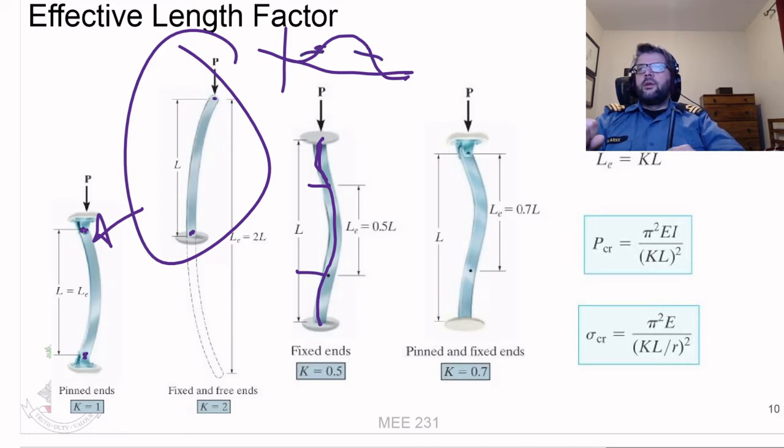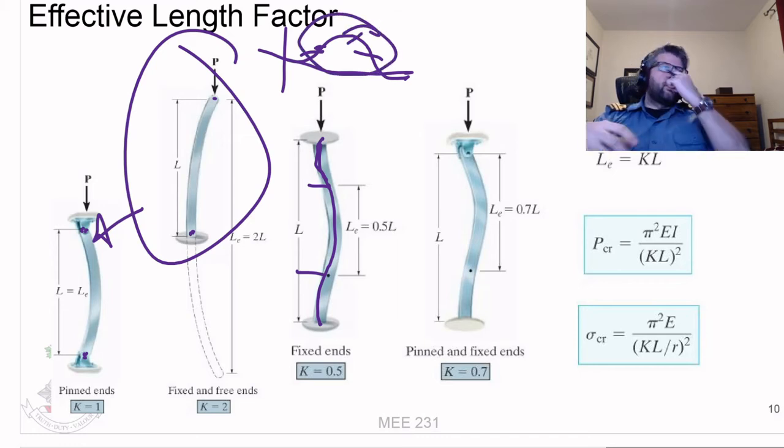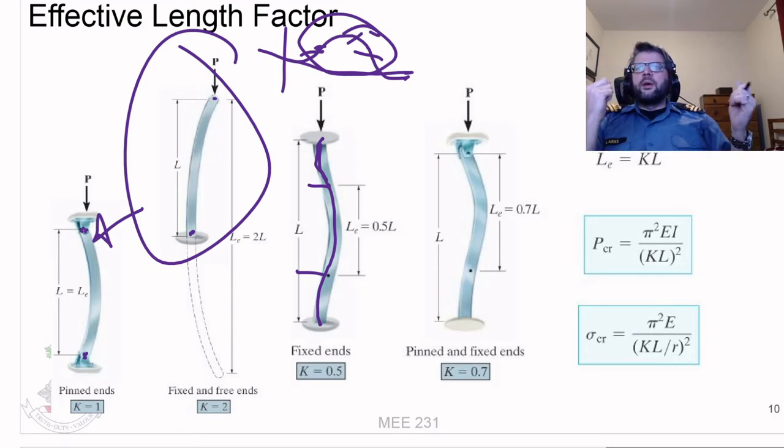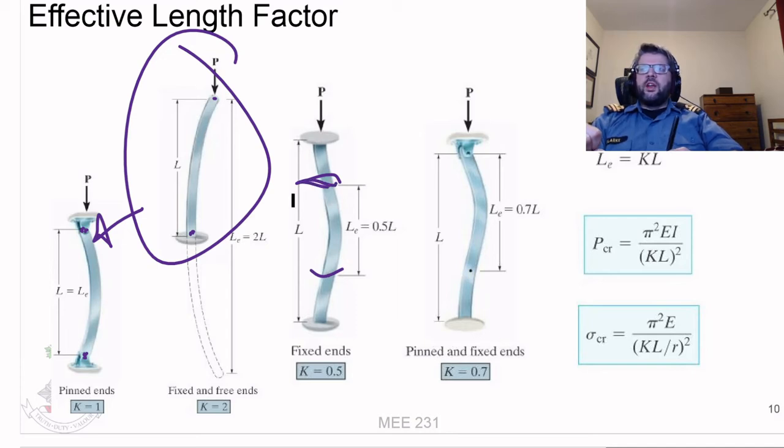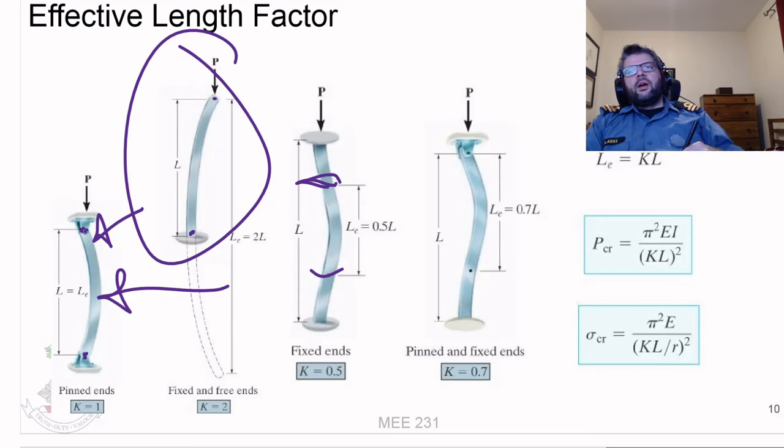So here and here, those are the spots where we're going to have an internal bending moment that's zero. Essentially, if we did a section cut here and here, this portion would look identical to that, because there's going to be no internal bending moment. If there's no internal bending moment at that point, then we can essentially just replace that with pins, right?